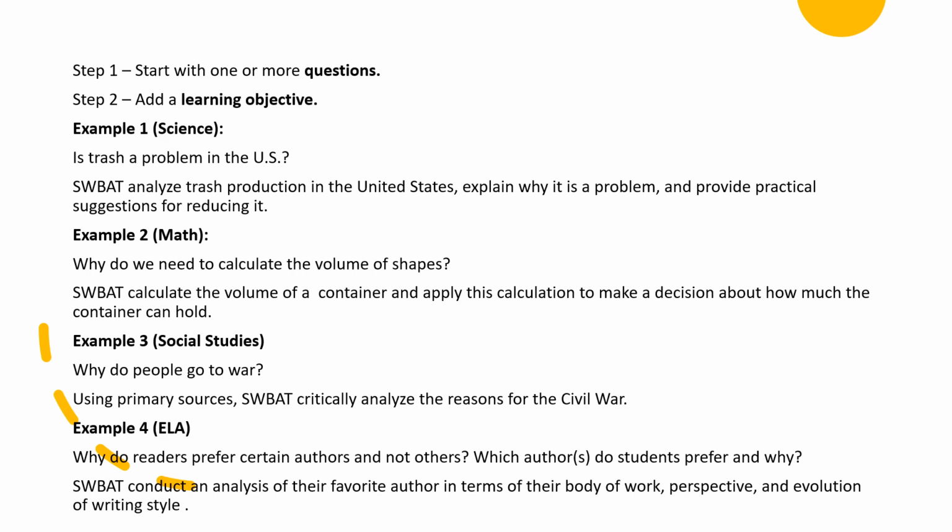Example 4 is similar to our previous example. Why do readers prefer certain authors and not others? Which authors do students prefer and why? And the matching objective might be, students conduct an analysis of their favorite author in terms of their body of work, perspective, and evolution of writing style.